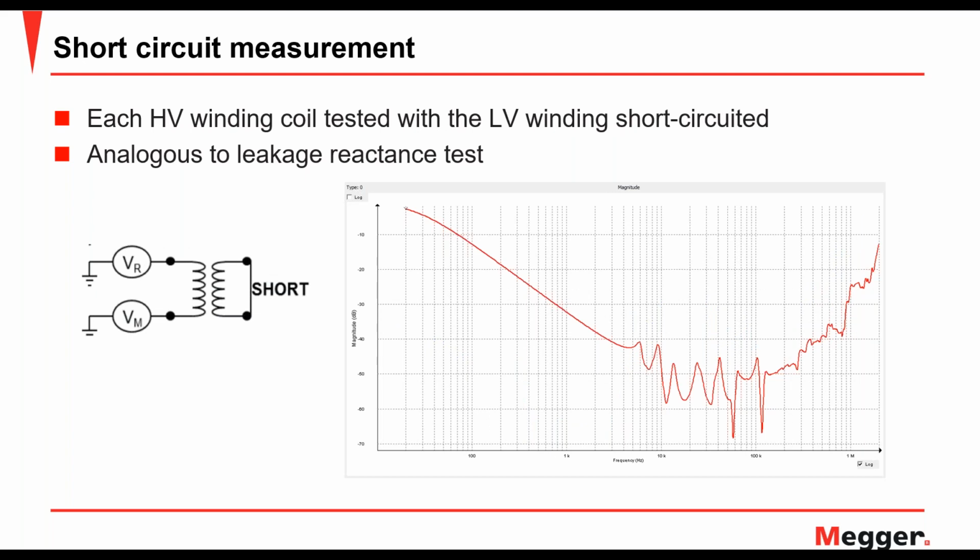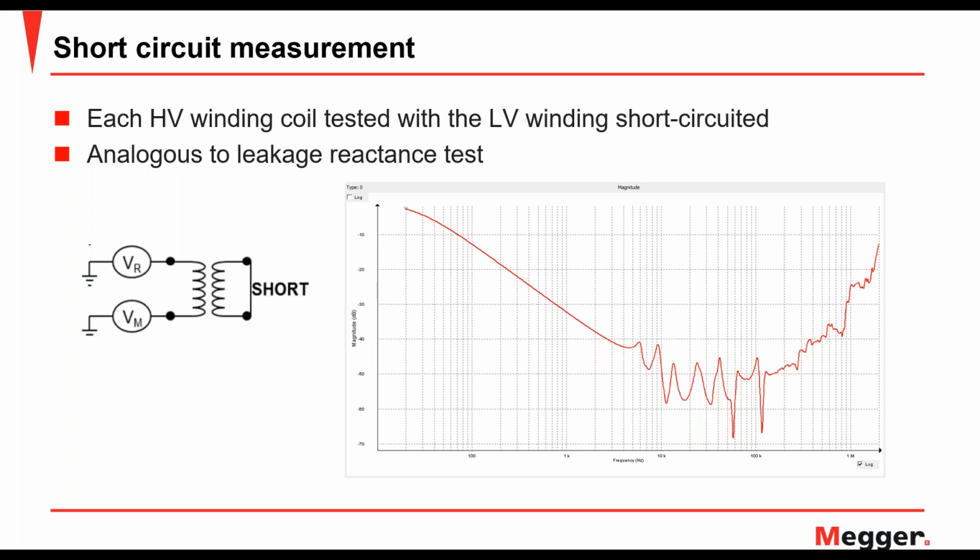Short circuit measurement. In the case of a short circuit measurement, the high voltage winding coil is tested and the low voltage winding is short circuited. So if you're testing a three-phase transformer, you would inject the signal across each high voltage winding coil. So A phase, B phase, and C phase. The low voltage winding, on the other hand, would be short circuited terminal to terminal.